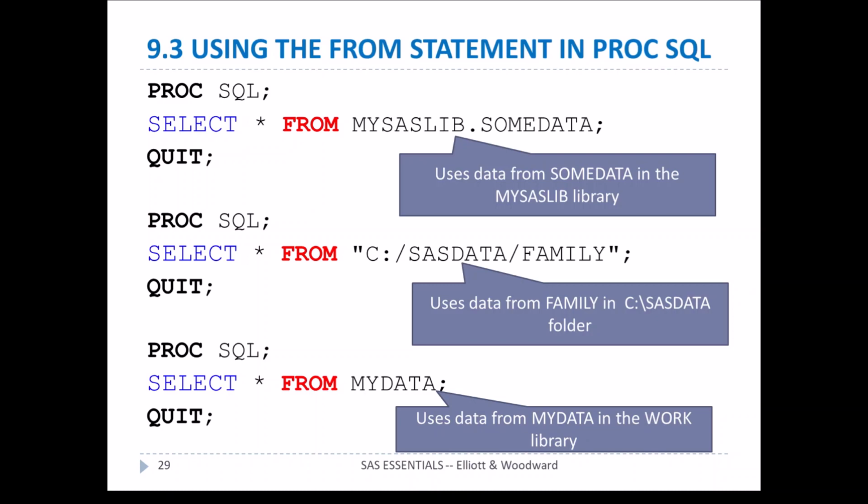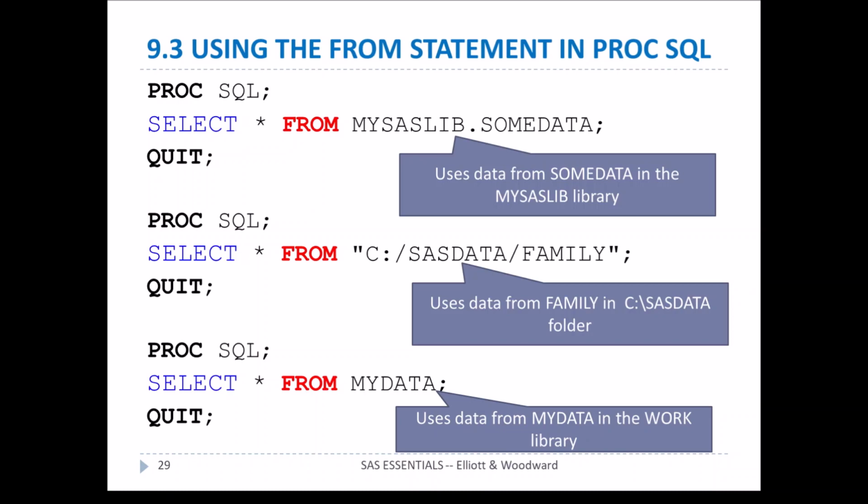All right, now let's take a look at 9.3 using the from statement in PROC SQL. We've seen this before, but let's just talk about it a little bit. Here we have PROC SQL select all variables star from, and the first instance here we're just using the normal data set called some data that is within this My SAS Lib library. So that's one way to name a data set name.